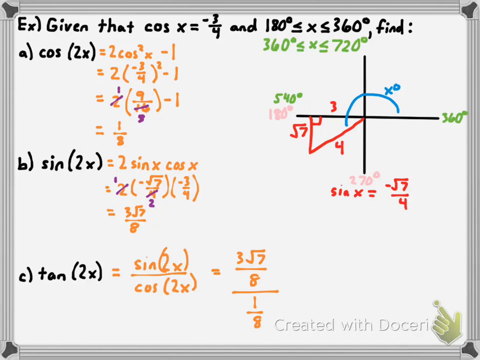Hopefully you've had enough experience with these complex fractions to know that when you divide a fraction by another and the denominators are equal, they end up canceling one another out, and you just get the top numerator over the bottom numerator. 3 square root of 7 over 1, or just 3 square root of 7, then, is the value of tangent of twice that angle x. All right, so pretty cool. That's how you calculate the sine, cosine, or tangent of twice an angle without a calculator and without knowing what the angle is. Let's try one more example.